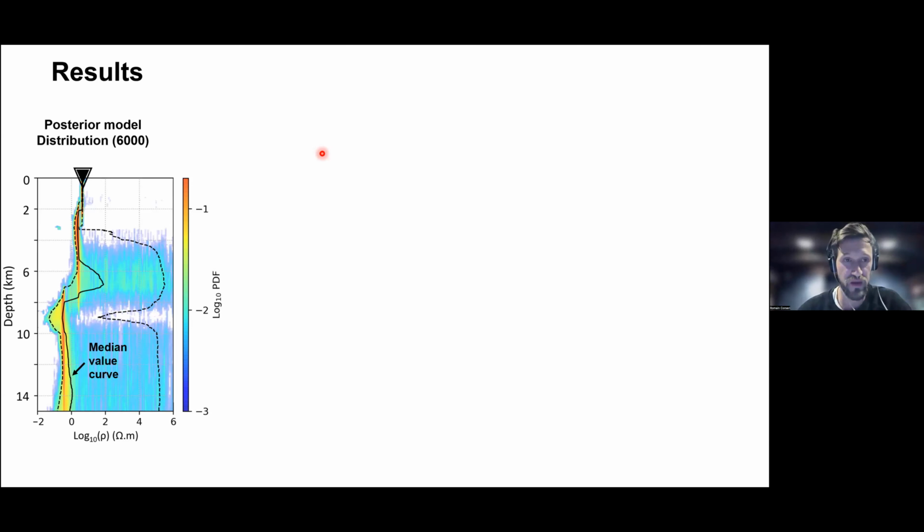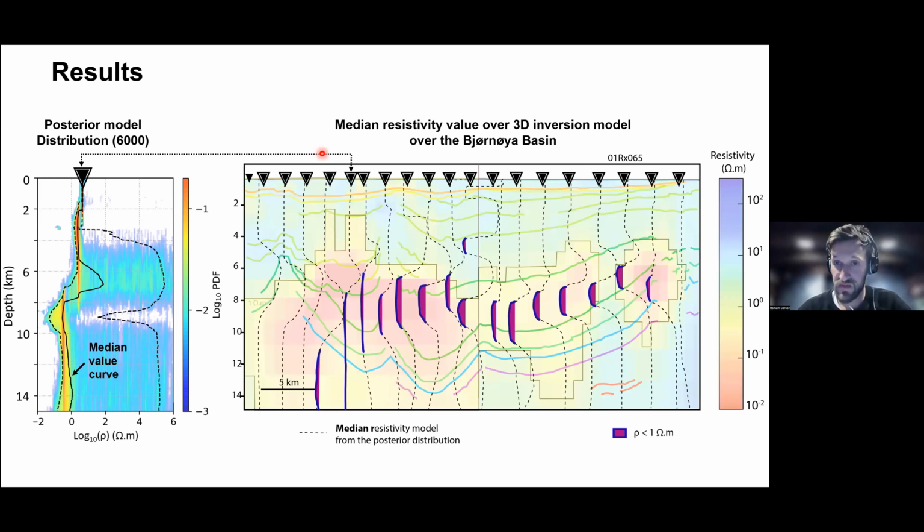When you move on to Bayesian inversion, you generate, let's say, 10,000 models that honor the observations. And by generating all these models, you can compute all kinds of statistics, confidence and uncertainty on the anomaly that you see at depth.